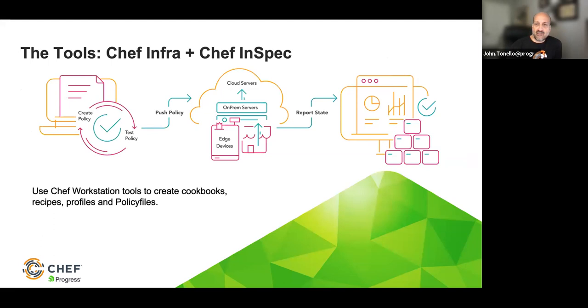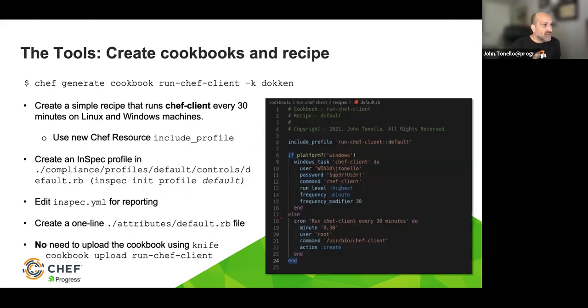This is sort of the architecture. So I'm working on my workstation, developing my code. I'm pushing it to my Chef Infra server. And then when a Chef client runs on a node, it will pull from my Chef Infra server cookbooks, profiles, everything I need based on the policy group, and apply that.